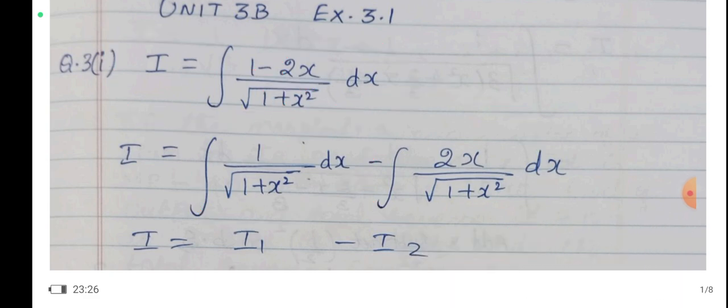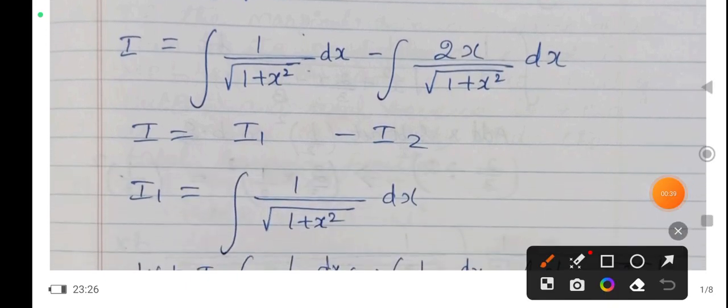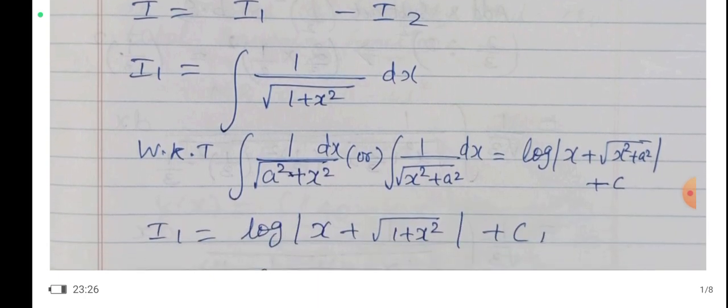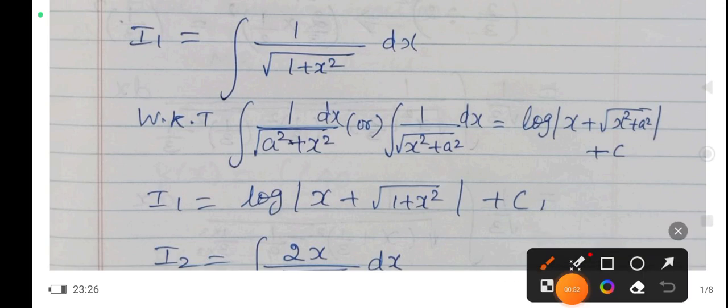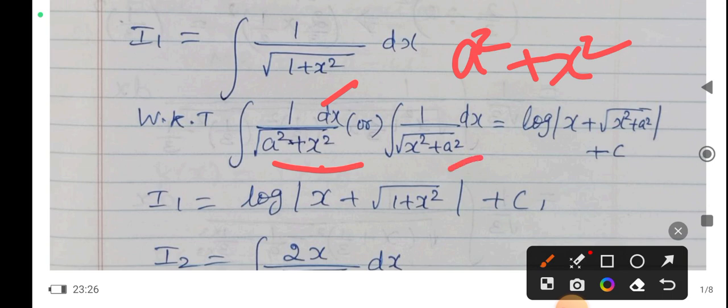So we are splitting into two terms, two integrations. One we are considering as I1, another as I2. Then I1 we take separately. I1 looks like this formula, which I think we have already done in the first video itself. If you want, kindly check the formula: 1 by root over a square plus x square. Since addition is commutative, a square plus x square or x square plus a square, both are okay.